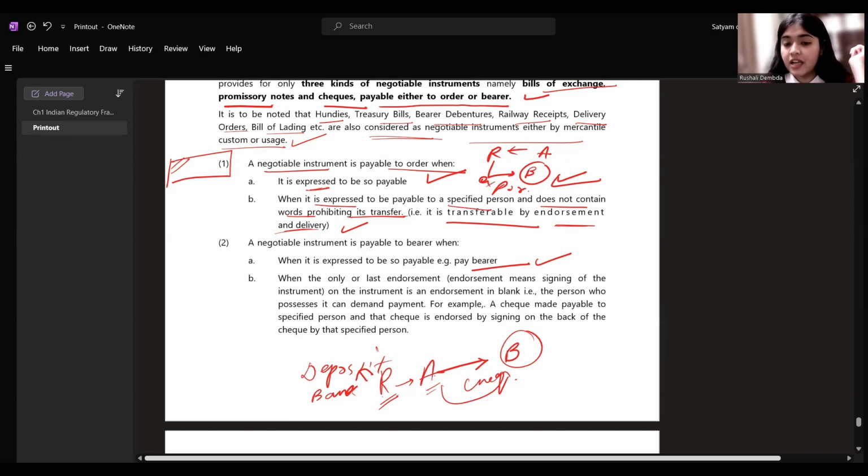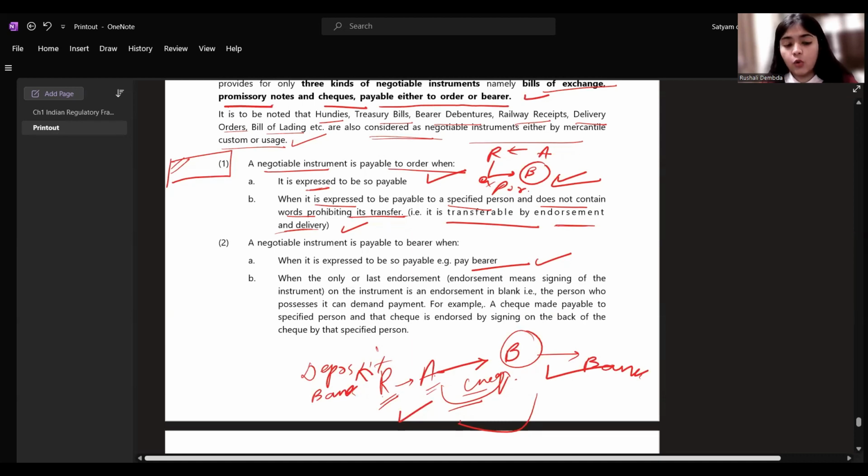Now, what has happened? The check that was there is given to B. Now B goes to their bank and gives the check. B says that I want this money. What will the bank do? The bank will see if in R's account this money is available. The bank has checked and in R's account the money is available. The bank is going to give the money to B. Now the bank has given the money to B.